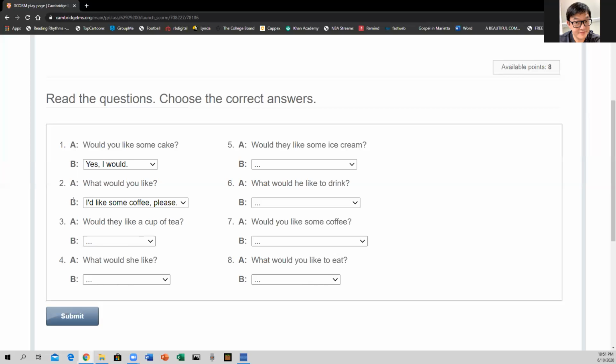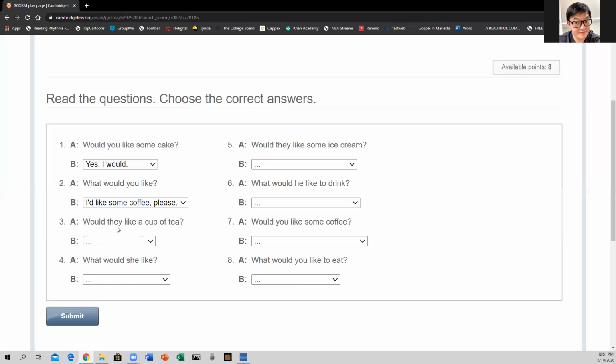This B here has nothing to do with the option. This is speaker A, person A, and speaker B, or person B, has nothing to do with the answer, okay?